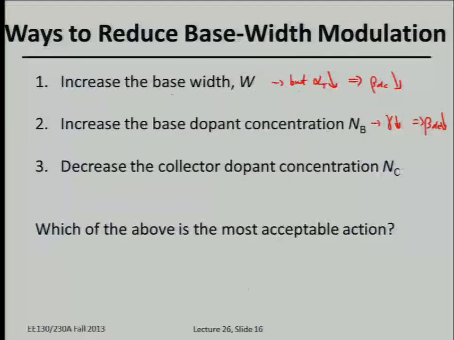It turns out that out of these 3 approaches, this is probably the best one. What happens is the resistivity of the collector region is increased. So basically the series resistance increases, and that can start to cause some issues. But of the above, the most acceptable action is 3.